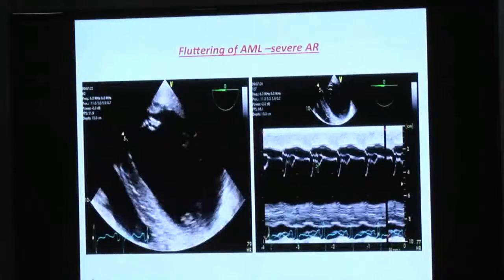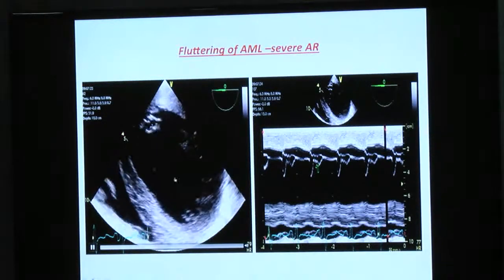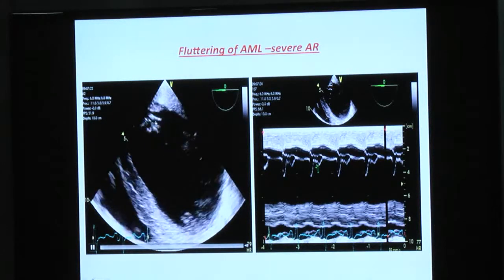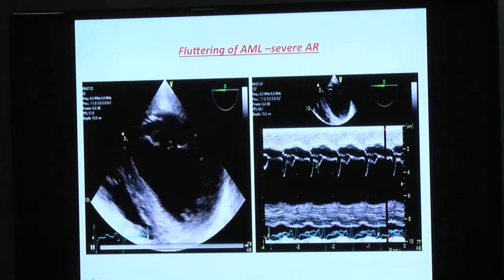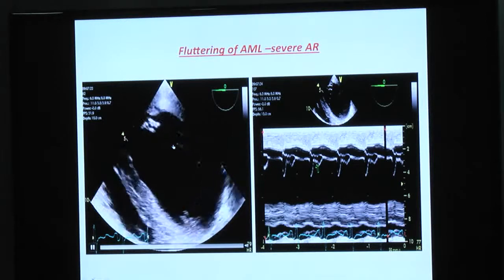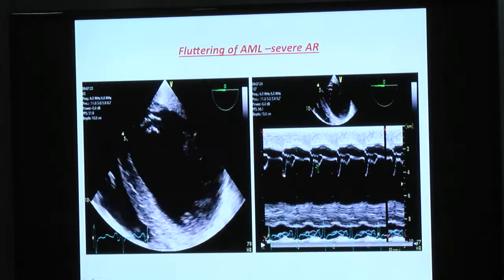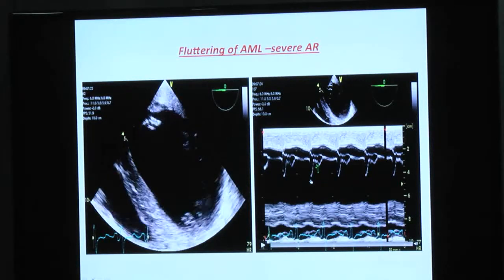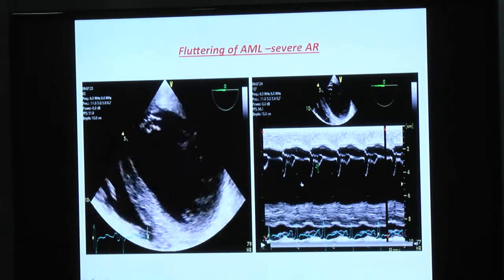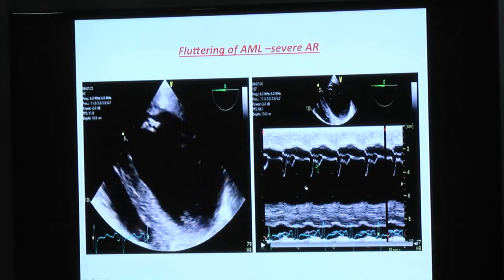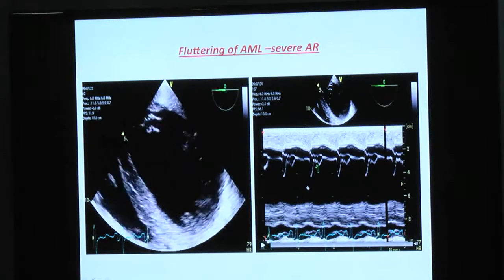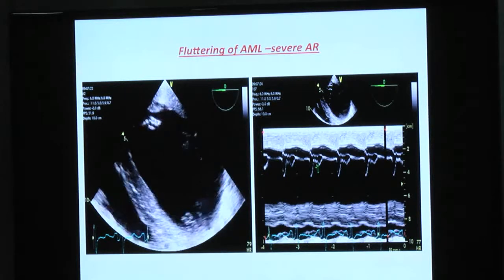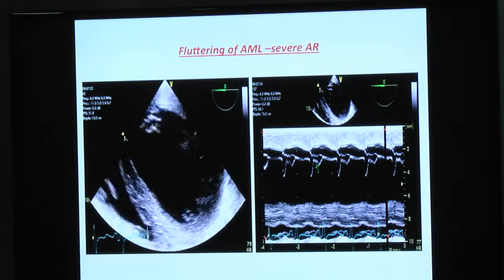Or in fact, if you go to the transgastric basal view of the mitral valve and you put an M mode across it, this is the posterior mitral leaflet, this is the anteromitral leaflet. You can see here the anteromitral leaflet is fluttering. Basically, fluttering of the anteromitral leaflet is a sure shot sign of severe aortic regurgitation. So please understand that it is very important even to assess the mitral valve when we assess the aortic valve. So fluttering of the AML is a sign of severe aortic regurgitation.